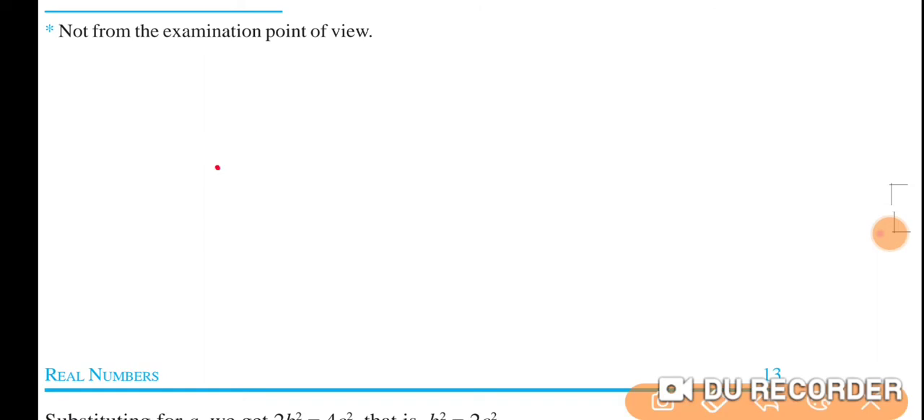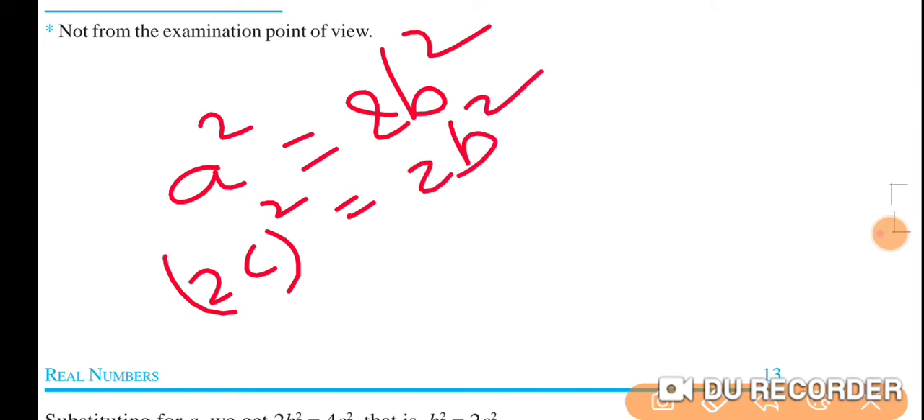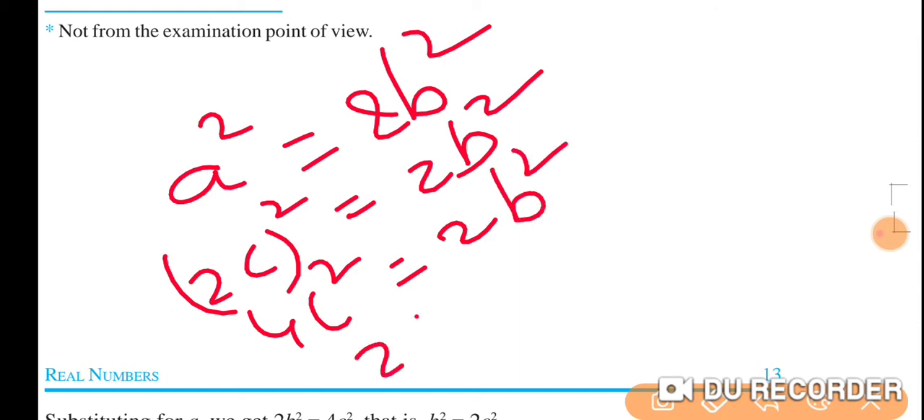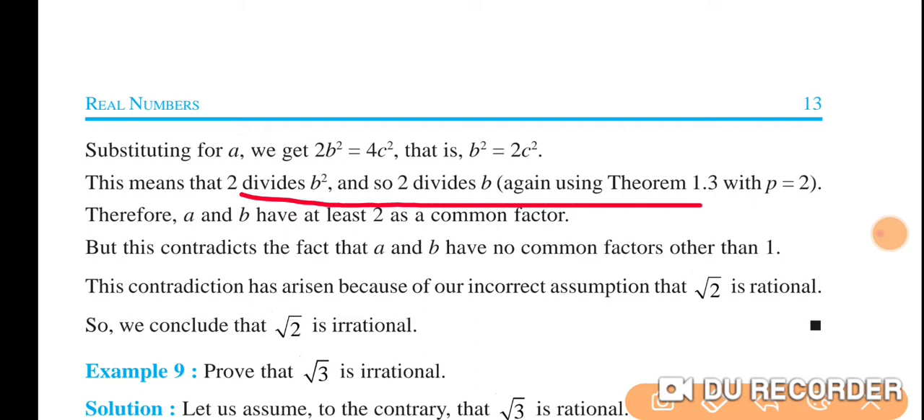A square is equal to 2b square, and A value is 2c, whole square is 2b square. 4c square is equal to 2b square. Therefore, 2c square will be equal to b square. What does it mean? By this statement, you are trying to say that the number b square is equal to 2c square, the number 2 is dividing b square, or 2 is dividing b.